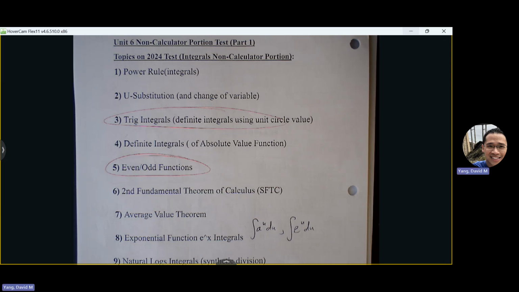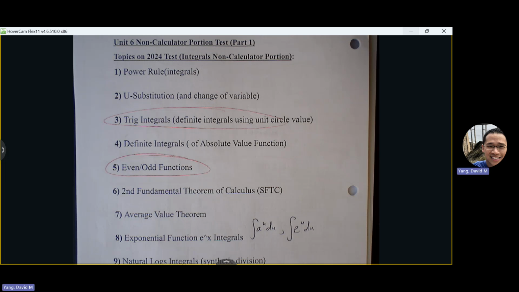Even and odd functions, we practiced those yesterday. Start with your shorter interval, then apply the even odd property on the other side of the y-axis, and then fill in the gaps with the larger interval. Second fundamental theorem of calculus, if I want to find the derivative of an integral, we have that rule f of p of x times p prime. But if both my bounds are variables, then I've got to do f of p of x times p prime minus f of q of x times q prime.